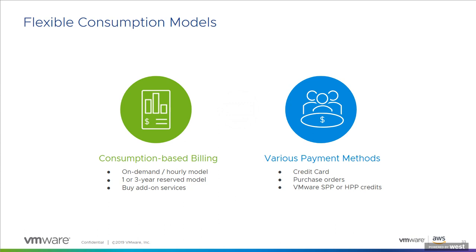When it comes to payments, there are obviously various methods in which you can pay for this service. We have the credit card option, so should you wish to just enter your credit card details, that's fully supported, and you can just pay on demand. Or we also offer payment via VMware SPP or HPP credits, and these can be purchased from VMware. And lastly, we've also introduced the ability to support purchase orders as well.